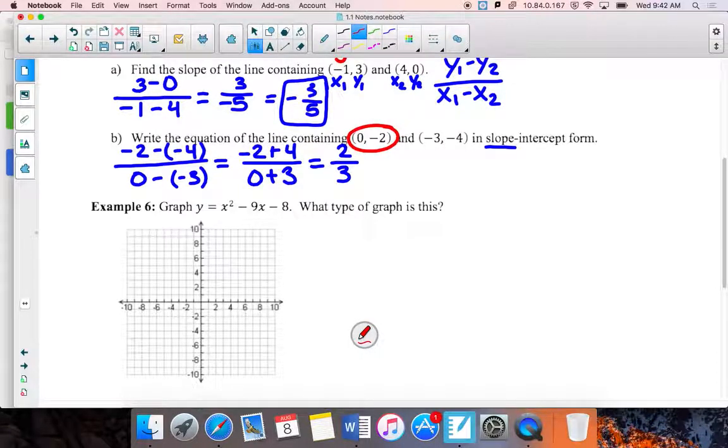And then if you notice, a quick little trick here, we have the y-intercept. If you remember from before when we were talking about intercepts, when x is 0 and we have a number for y, that is the y-intercept. So we can go ahead and write this in y equals mx plus b. It's going to look like y equals 2/3 x minus 2.